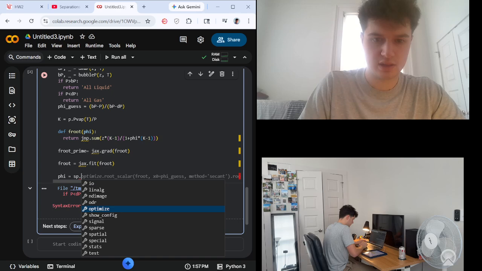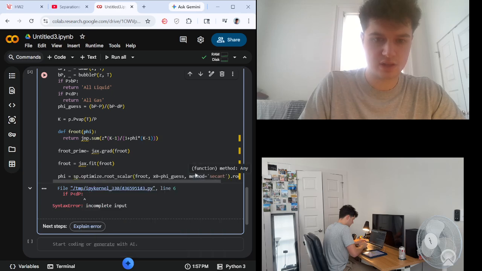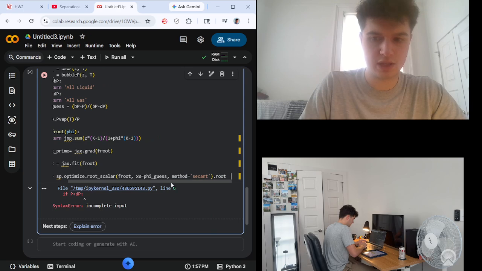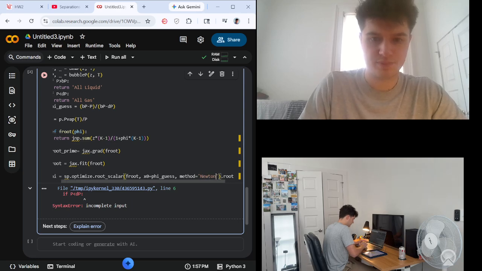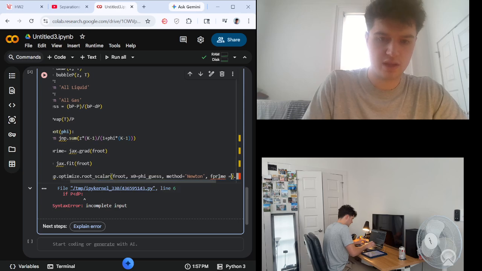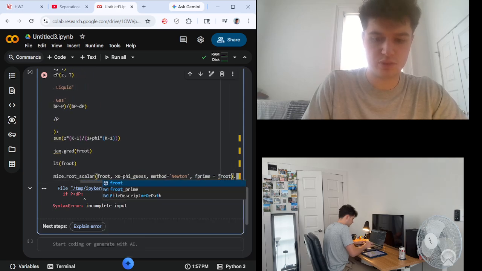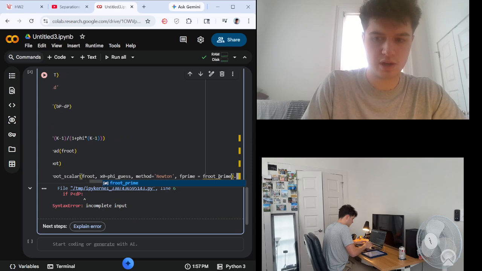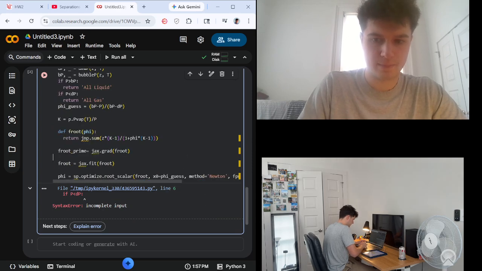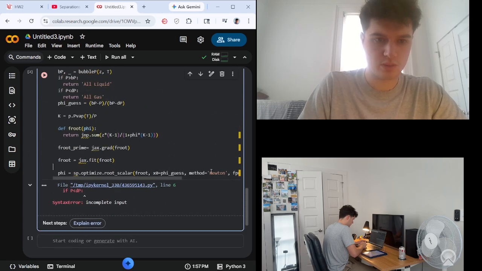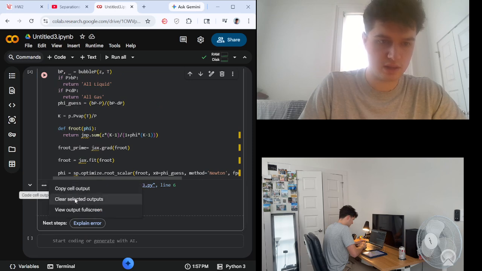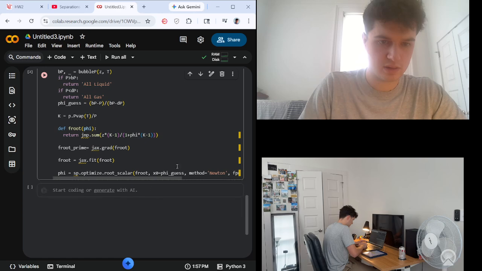sp.optimize. And that is close to what we want. So we are actually going to put that in there, but then this method is not going to be secant, it's going to be Newton. And then we still need to add a section that says f prime equals the prime function. And then, as I mentioned before, I need this to go away. There we go.